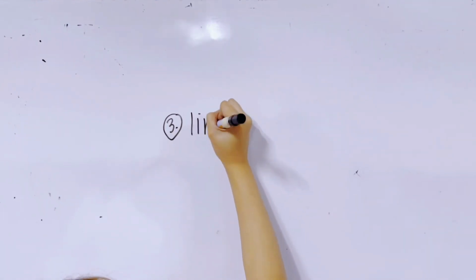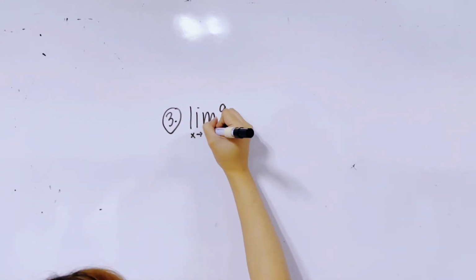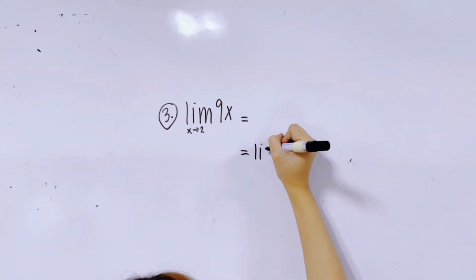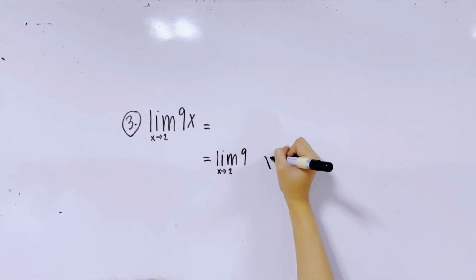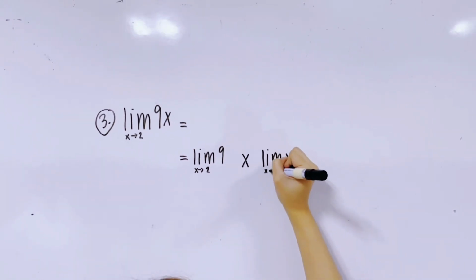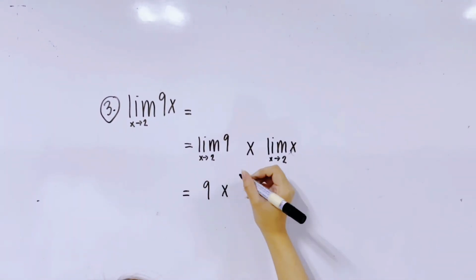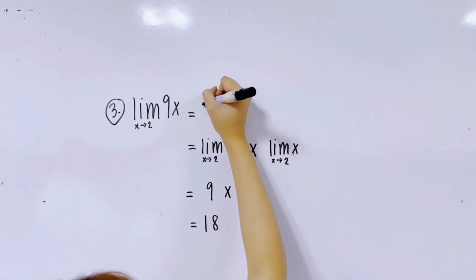The limit of a constant times a function. The limit of 9x as x approaches 2. First, get the limit of the constant 9, which is 9, and multiply it to the limit of x, which is 2. Next, multiply the values. 9 times 2, the answer is 18.